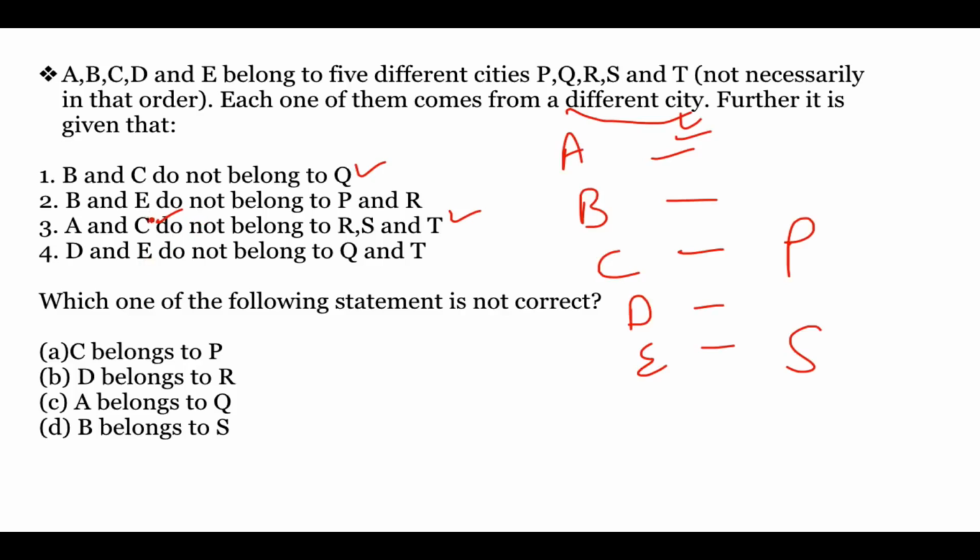Again, very easily now you can see that B does not belong to Q, B does not belong to P or R, and S is already taken, so B belongs to T. Is that understood? And finally D does not belong to Q and T, and P and S are already taken, so D belongs to R, and A finally belongs to Q. So which one of the following statements is not correct? C belongs to P, okay, this is correct. D belongs to R, this is also correct. A belongs to Q, this is also correct. B belongs to S, this is wrong.